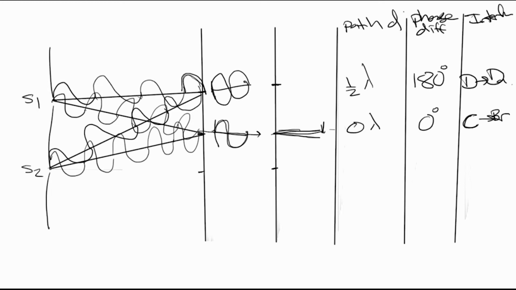And obviously we're going to get the same thing on this side, half lambda, 180 degrees, and hence this is also going to be a dark fringe, right? Now, interestingly, something happens if we go further out.